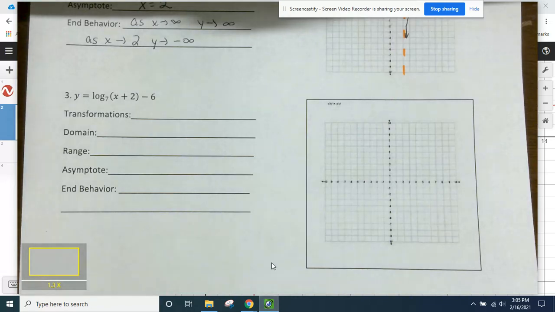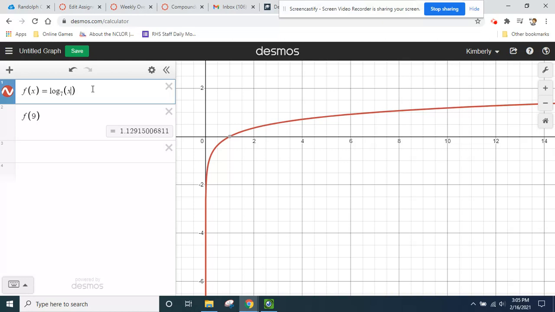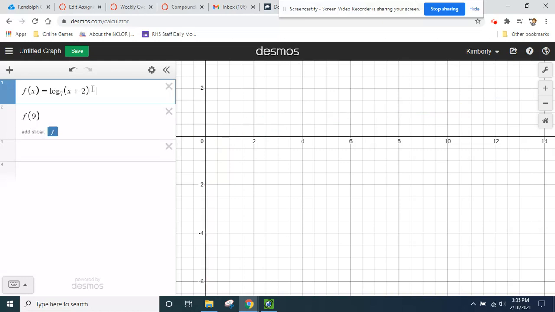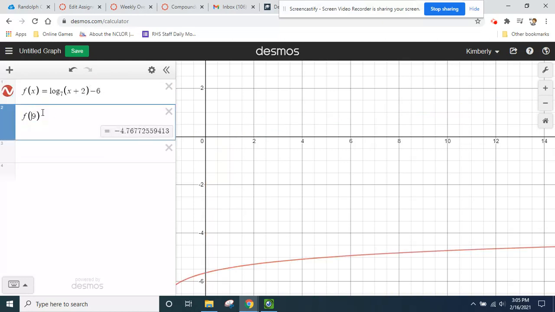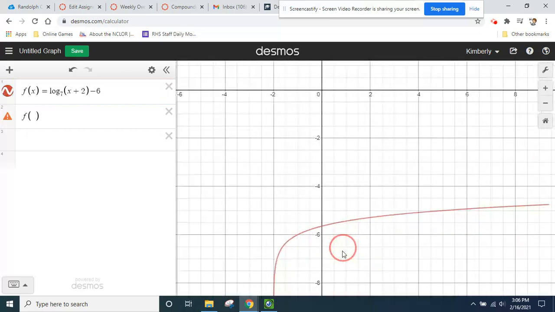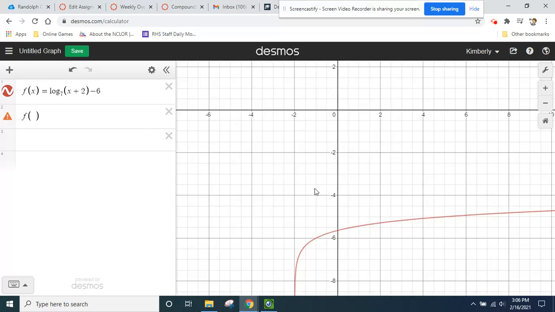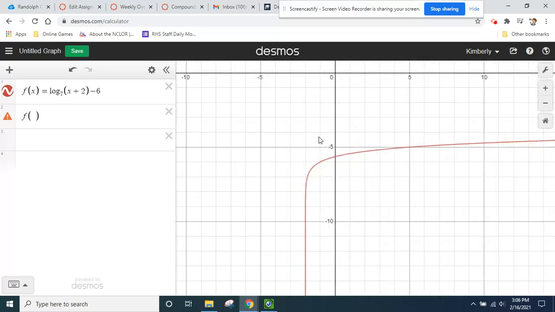Let's graph log base 7 of x plus 2, minus 6 on Desmos. Log base 7 of x plus 2, and then we've got minus 6. I'm going to take that 9 out there for right now. I'm going to have to move my graph up to see it here. This time it appears that our asymptote is at negative 2. I'm going to zoom out a little bit so you all can see that. Here's our negative 2, so it appears that that's our asymptote.